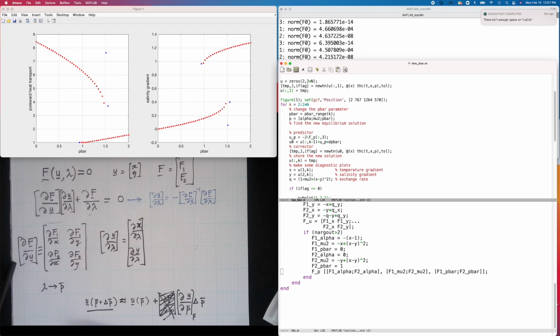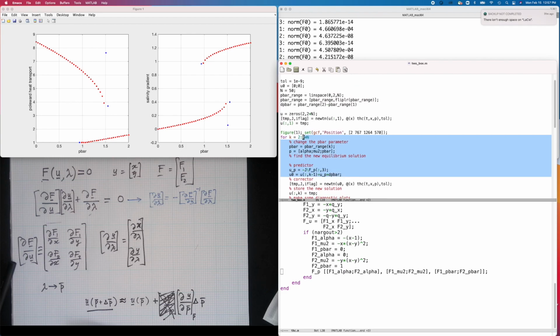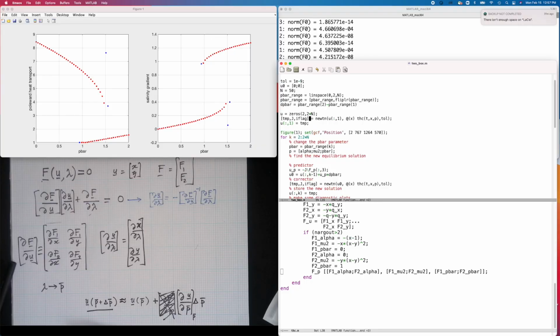So this is a Taylor series approximation to where the next equilibrium state will be when we perturb P bar by an amount dp bar. The corrector is Newton's method. Now it's just occurring to me that there is a problem. As I'm moving along here, P bar at first increases when I go from 0 to 2, but then when I flip around, I'm going backwards, and then P bar decreases. So I should be a little bit more careful and not just compute P bar like this.